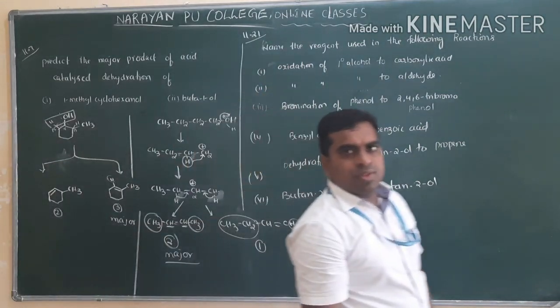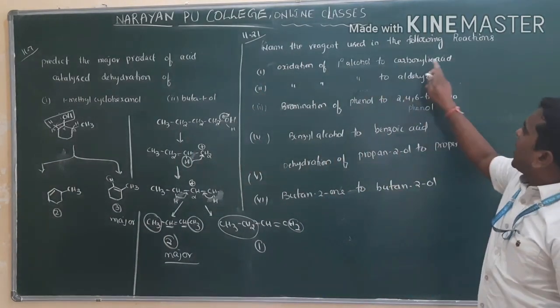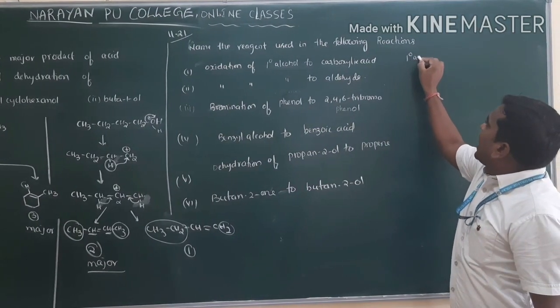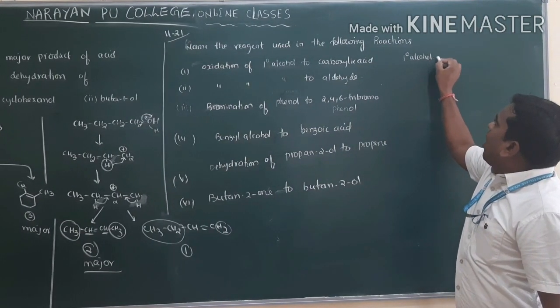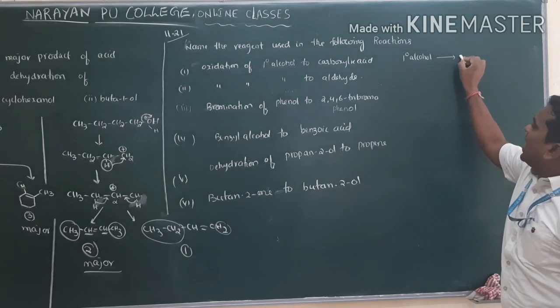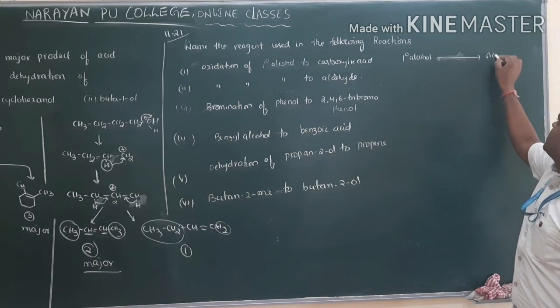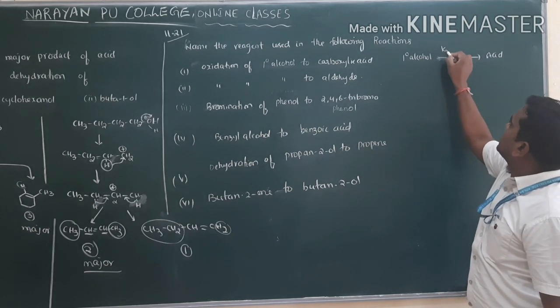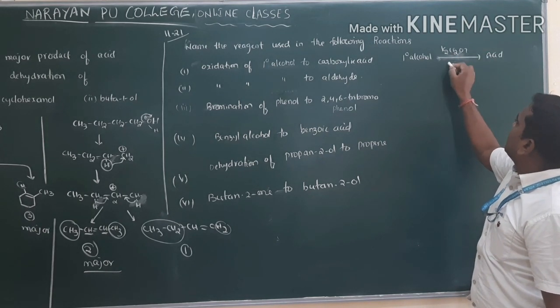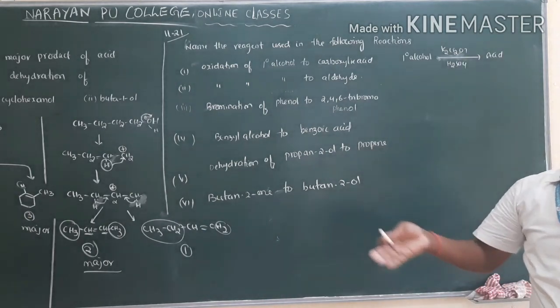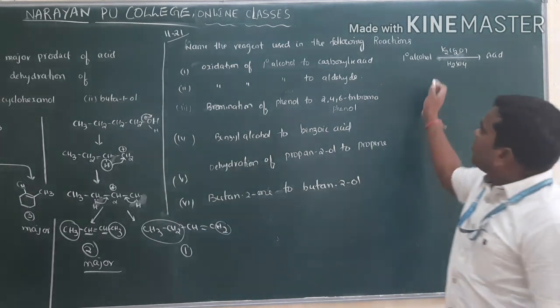Come to here. Oxidation of primary alcohols to carboxylic acid. Primary alcohol, I already mentioned, is oxidized first to aldehyde and after that to acids. To get the acid directly, you have to use a strong oxidizing agent like K2Cr2O7 and dilute H2SO4, or you can use KMnO4 also. That is the first one.